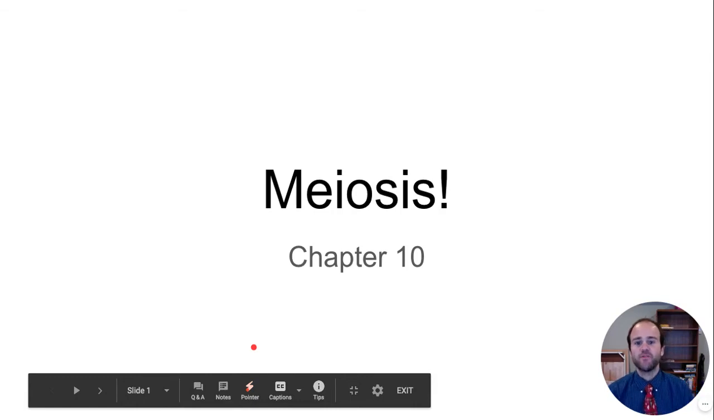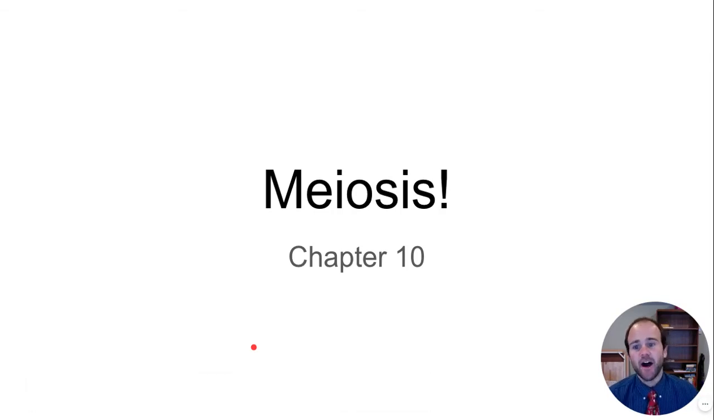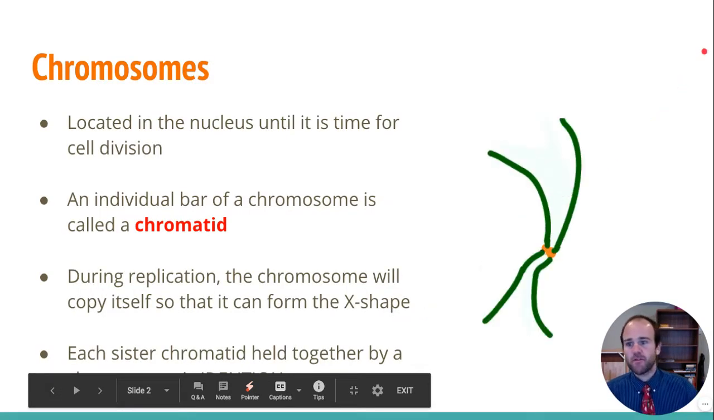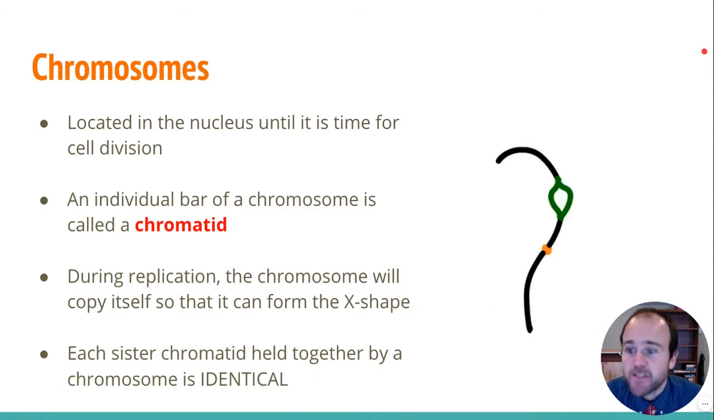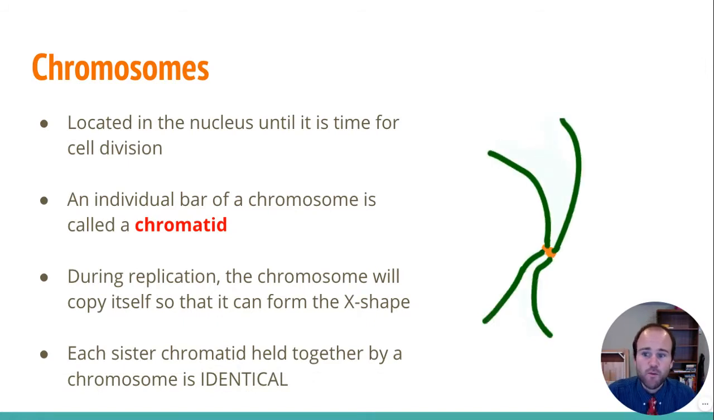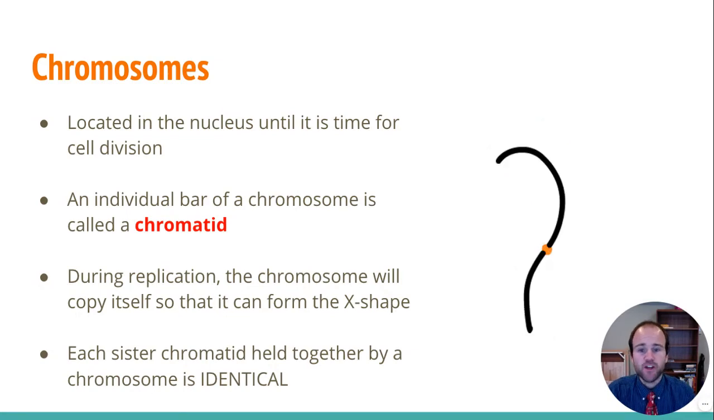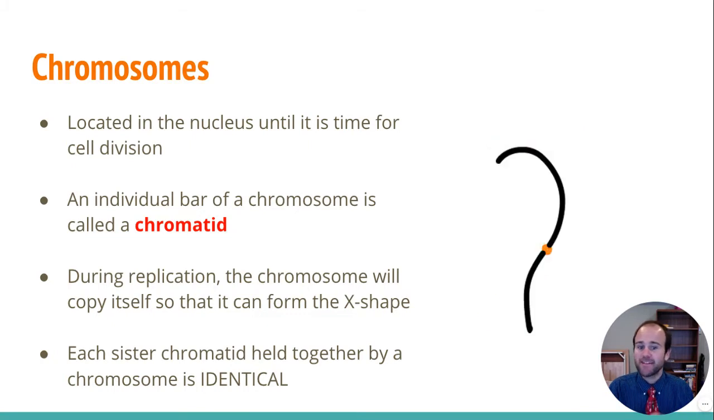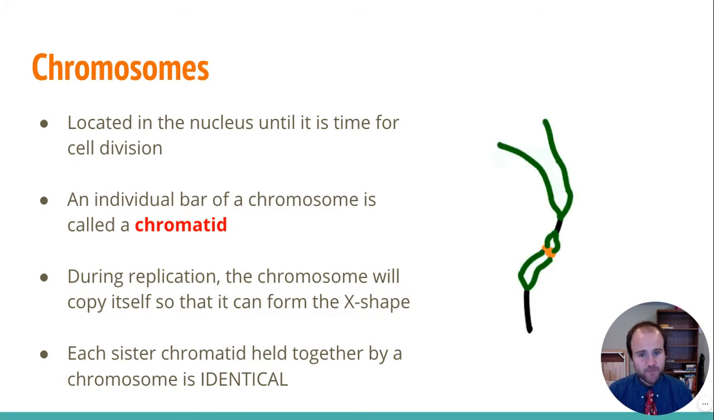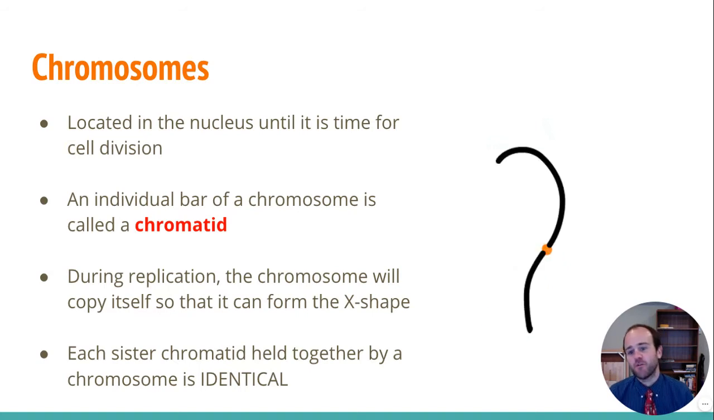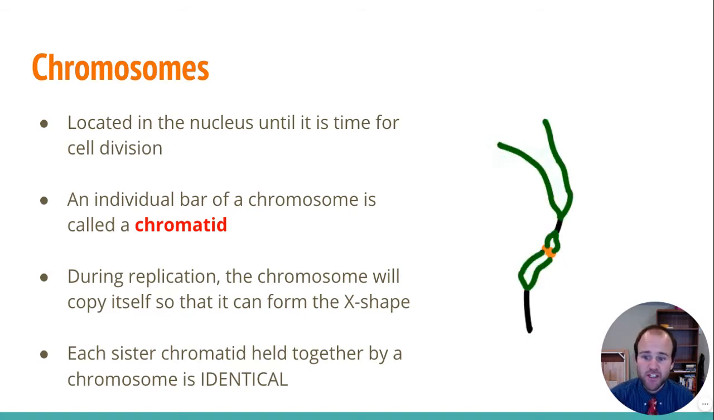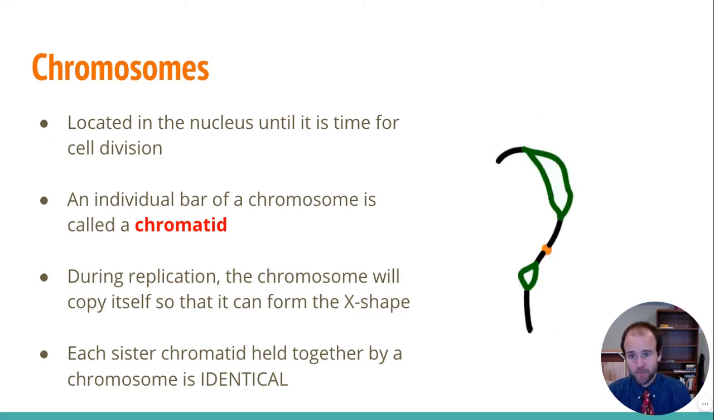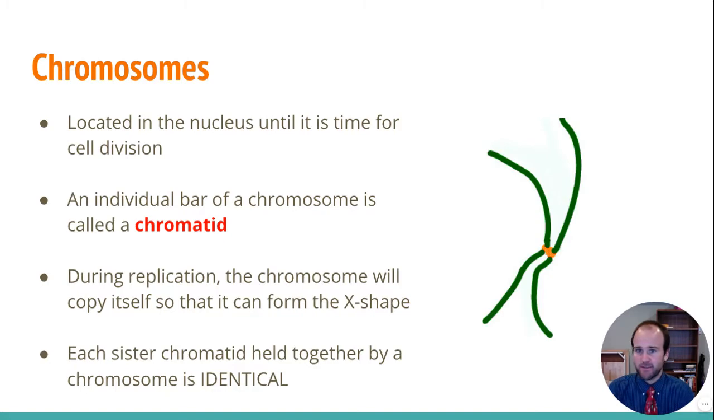AP Bio. Welcome back to our Chapter 10 discussion on meiosis. So before we start, I want to recover some of the ground we talked about with chromosomes. It's important to remember that an individual bar of a chromosome is called a chromatid when it is replicated, but an individual bar by itself is still a chromosome. So only a replicated chromosome has that classic X or butterfly shape, and sister chromatids, when they're replicated, should be identical. Every gene should have the exact same information.